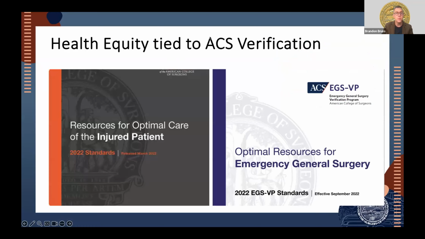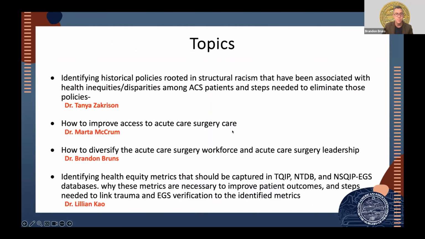The American College of Surgeons is further tying the concept of health equity to ACS verification for both trauma and EGS programs. Further motivation for us and our institutions to explore and track health equity measures within our systems.